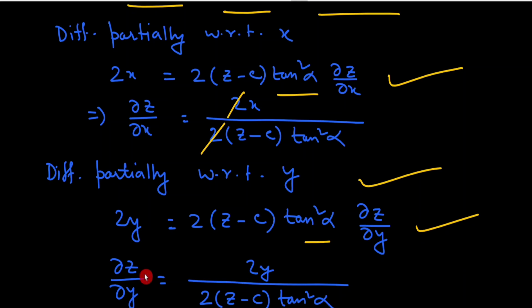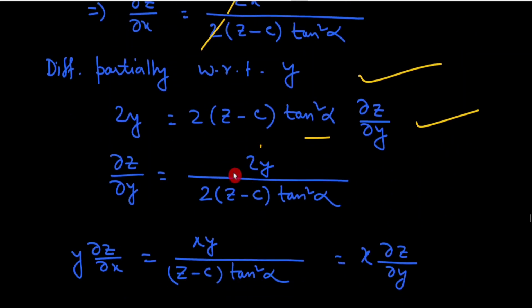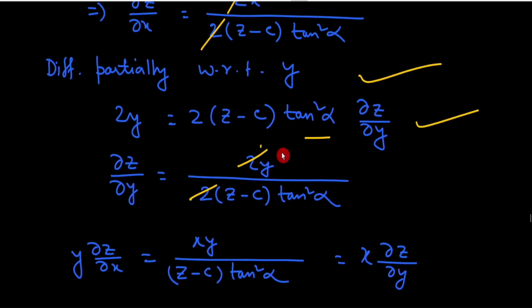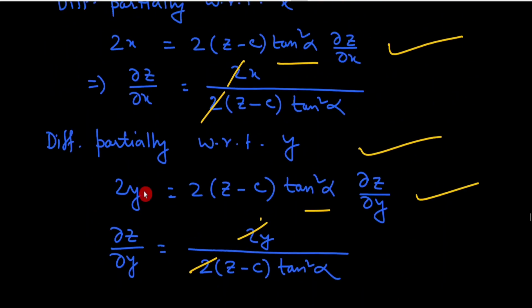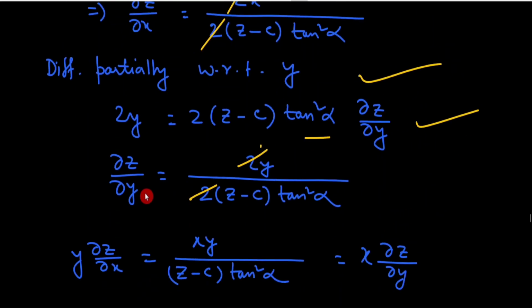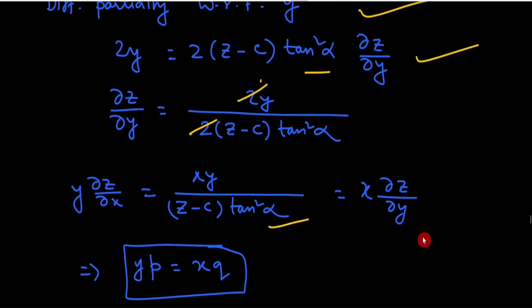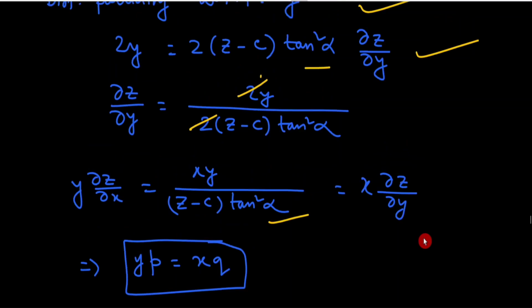So del z del y equal to 2y into z minus c tan square alpha, this 2 cancels, and now if we multiply this del z del x by y, then we get y del z del x equal to xy by z minus c into tan square alpha, and this is also equal to del z del y if we multiply del z del y by x. So this implies y del z del x equal to x del z del y. This is the correct option. That means yp equal to x cube.